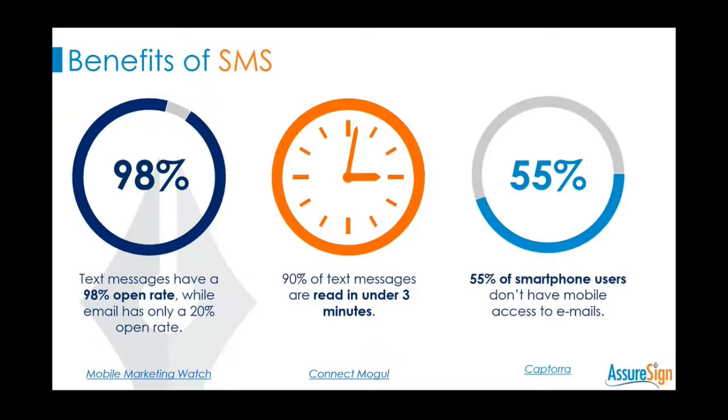The last is on-the-go accessibility. So 55% of consumers do not have access to their email on their smartphone device, which is pretty crazy if you think about it. That means over half of your end signers are restricted to only signing at times they're in front of their computer. Whereas with SMS, they are virtually unlimited on when to sign.